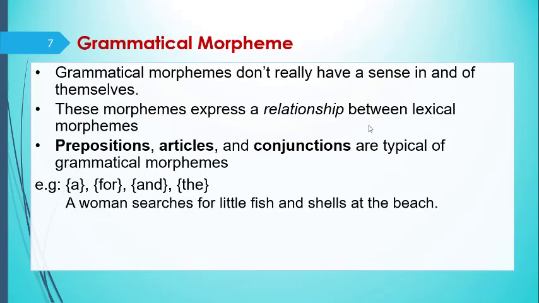Those three word classes are lexical morphemes. And then grammatical morpheme is the opposite of lexical morpheme. Grammatical morphemes don't really have a sense in and of themselves. These morphemes express a relationship between lexical morphemes. And then prepositions, articles, and conjunctions are typical of grammatical morphemes. For example, a, for, and or.